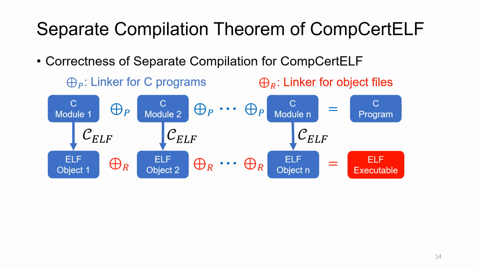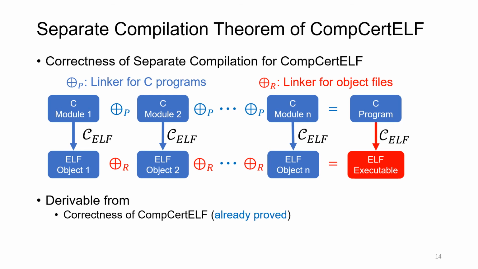Then there should exist an ELF executable file, which is the result of linking of those ELF object files, and this file should behave the same as the linked source program. As we have discussed before, we proved CompCertELF preserves behaviors, so this problem can be reduced to a commutativity property, which says it doesn't matter if you compile those C modules first and link later, or you link first and compile later, you will reach the same results.